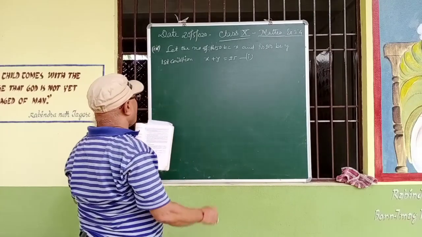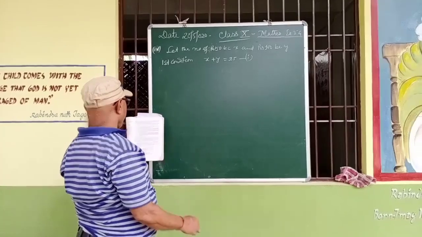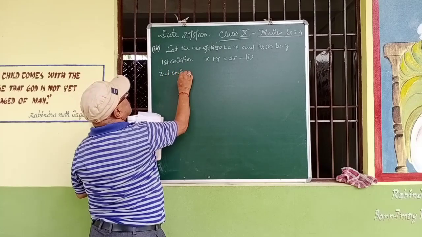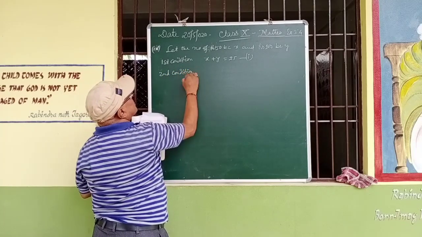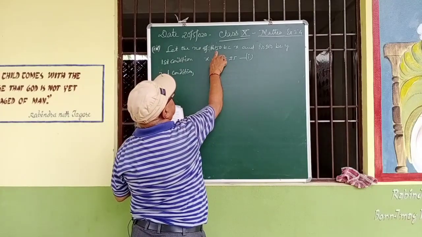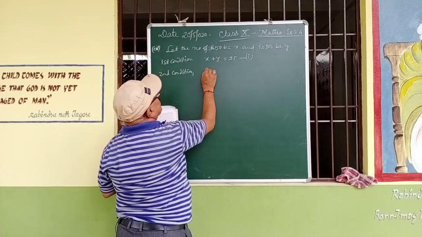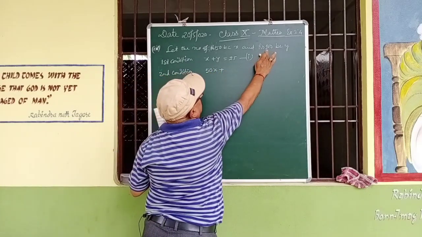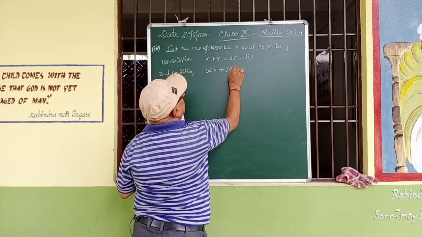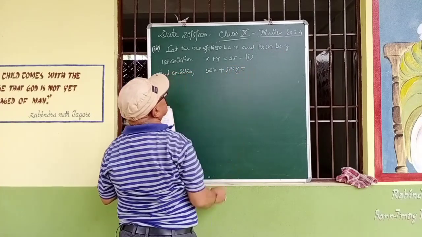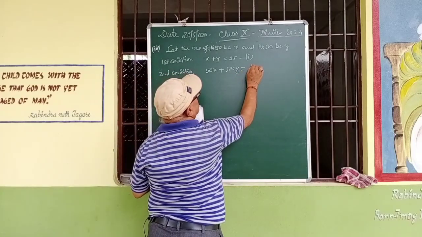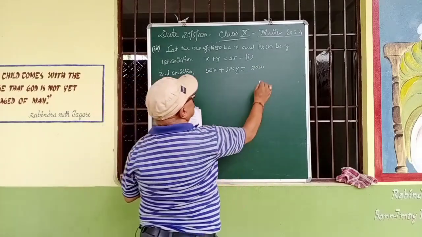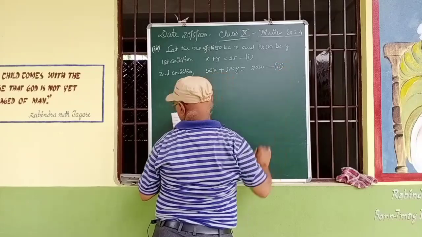And second condition, rupees 50, how many is x? So 50 into x plus rupees 100 y, so 100y, the total rupees become 2000. It is equation number 2.